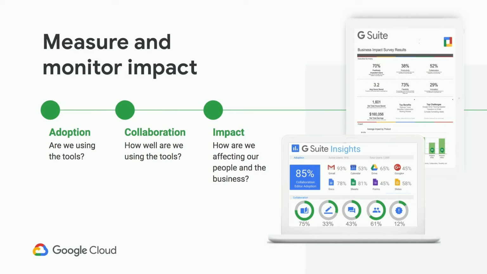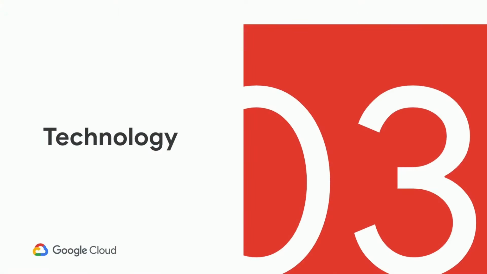So the way that we actually measure both adoption and collaboration would be that we want to make sure that we are measuring the product usage. You can do that using a G Suite Insights tool, or you can use the admin console reports as well. And then for our impact portion of it, we really want to make sure that you're sending surveys out to your organization. I know that Google has a fantastic one called the G Suite Impact Survey, and that really lets you know how you're affecting your people and the business and allows you to really tweak your change management strategy to suit. Excellent.